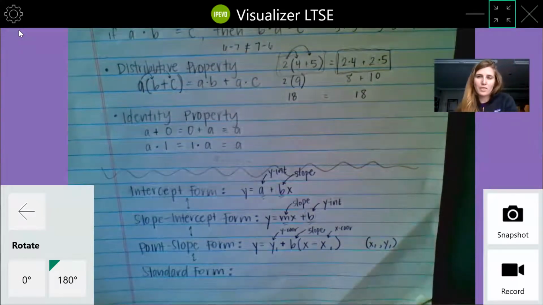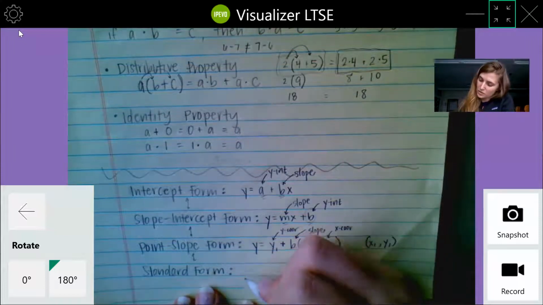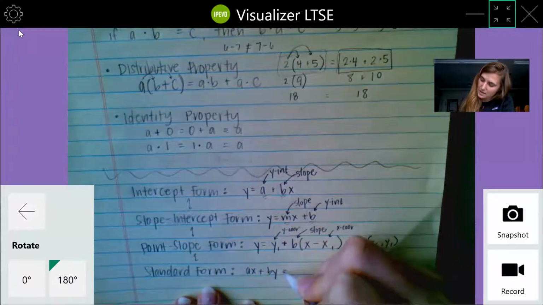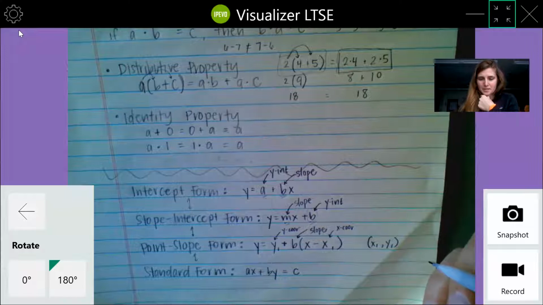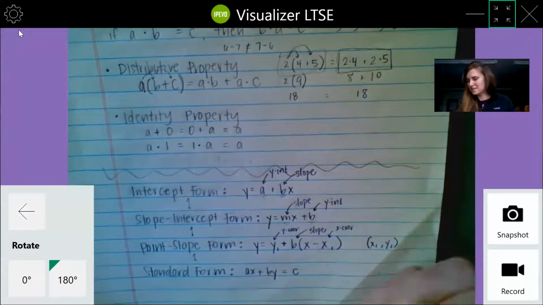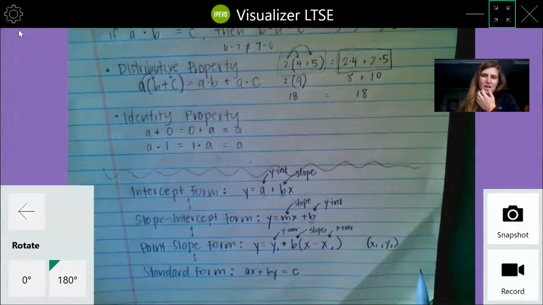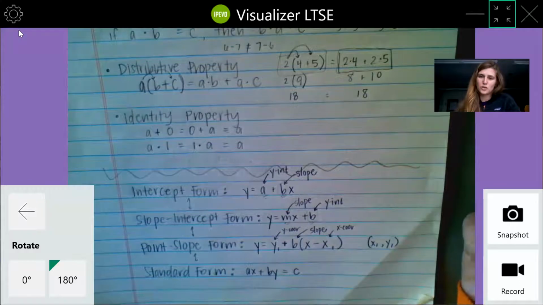Right, and then one last one we have is standard form. And this just looks like this. We have ax plus by equals c. And standard form is a little bit different because it doesn't really break down this way. But there are certain times where it's really useful to use this.